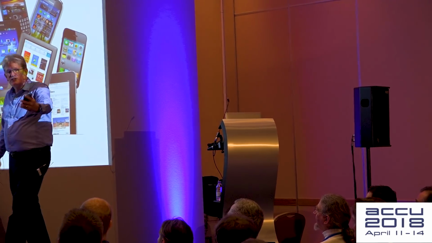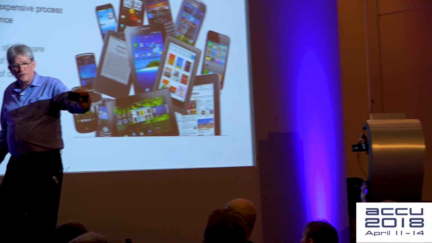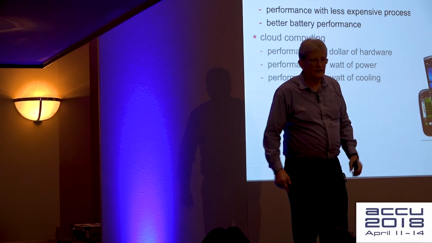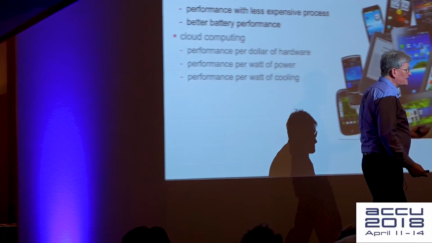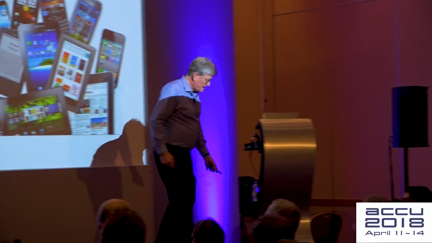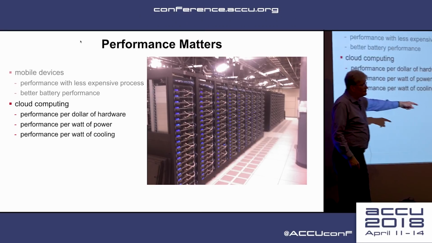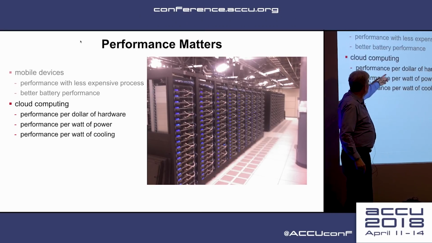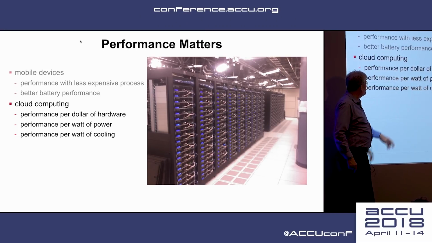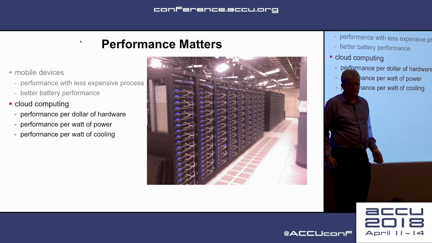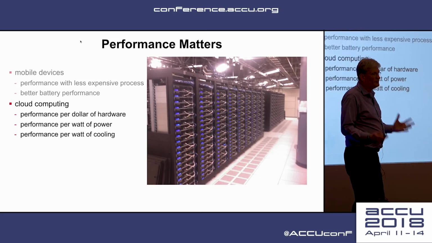And it turns out that even though this runs pretty fast, I still care about performance. Why? Because it's got a battery in it, right? So even if it's as fast as possible, I still want that code to be efficient. Now, this doesn't have a battery in it. At least I assume it doesn't. But I still care about performance. Why? Because I'm thinking about it in terms of performance per dollar of hardware, or performance per watt of power, or performance per watt of cooling. Right? Performance is still important.